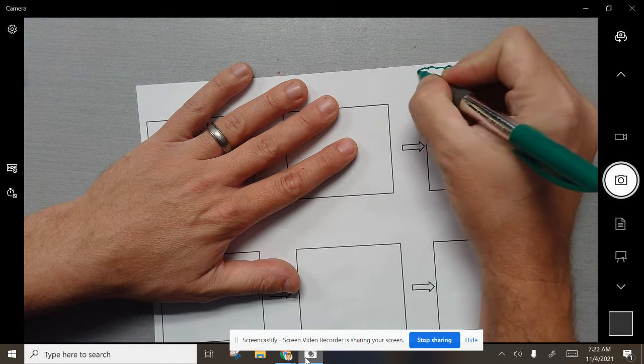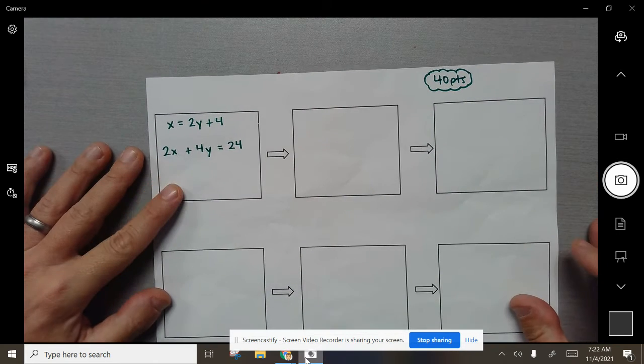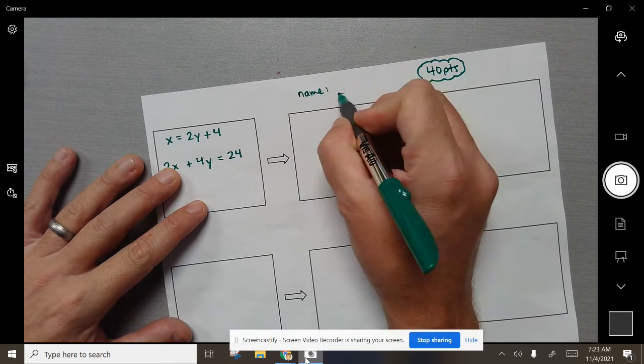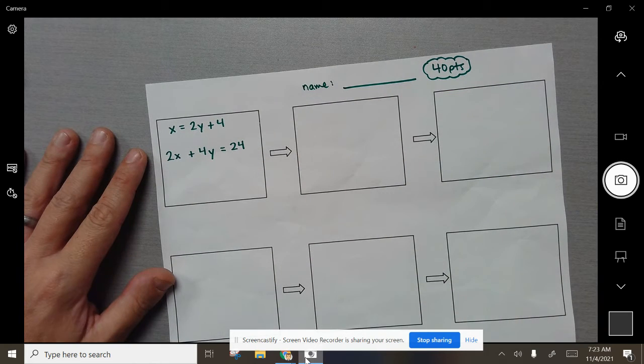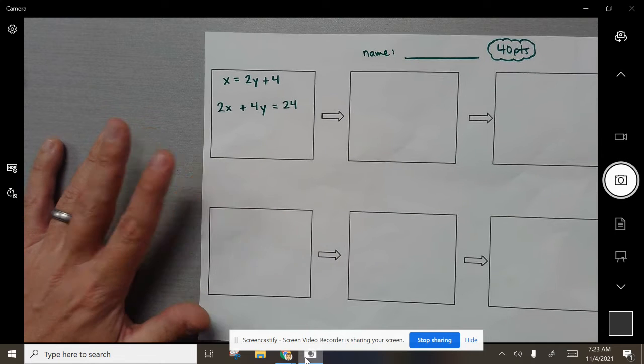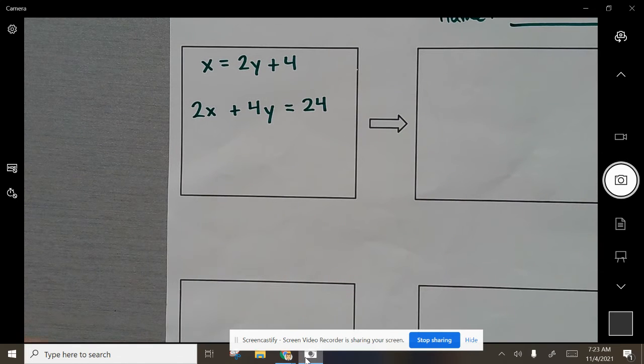We'll put 40 points on this. Make sure your grade goes up for that, okay? All right, cool. Make sure your name's on this too. I'll probably have a spot there already because I'm making new copies of this. So, all right, let's go ahead and do this problem. When we look at this, it's just like yesterday, but it's a little bit different, okay?